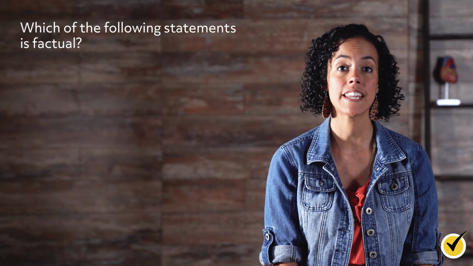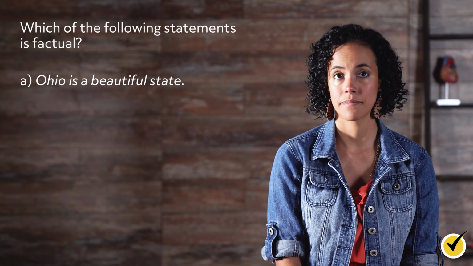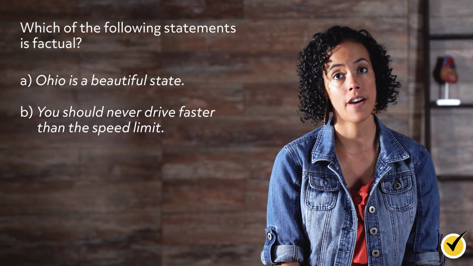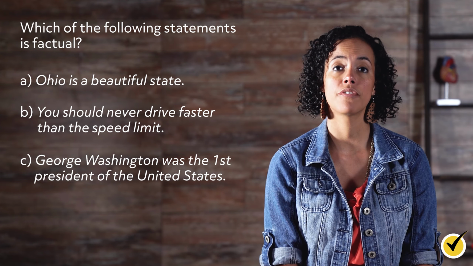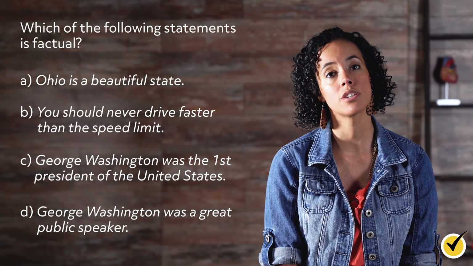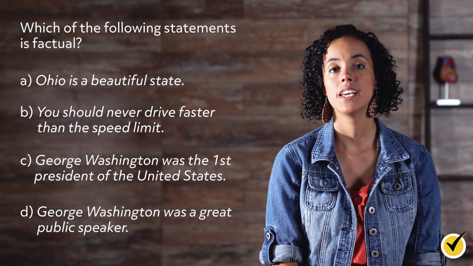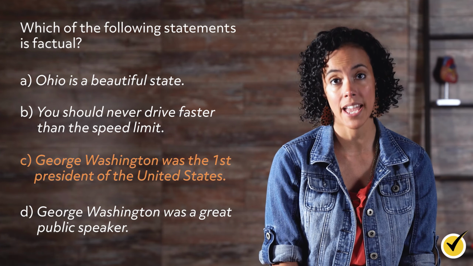Before we go, let's look at a quick review question. Which of the following statements is factual? A. Ohio is a beautiful state. B. You should never drive faster than the speed limit. C. George Washington was the first president of the United States. Or D. George Washington was a great public speaker. The answer is C. This is the only option that can be backed up by evidence.